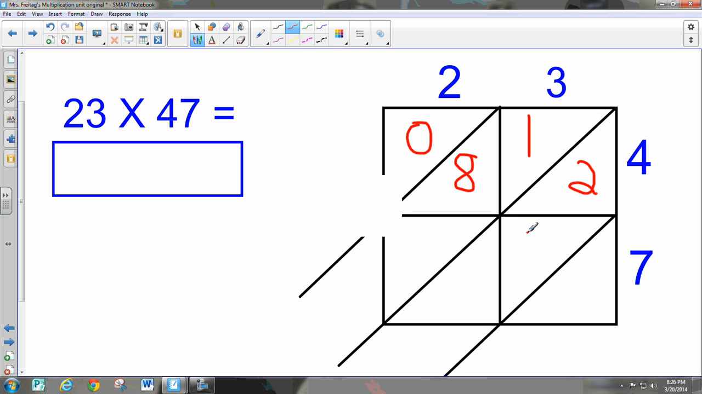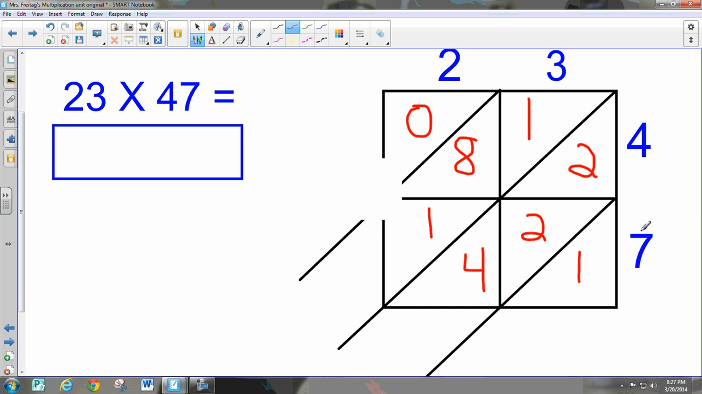3 times 7 is 21. 2 times 7 is 14. When we add this up, we add up on the diagonal. So on this diagonal we have 1. This diagonal we have 2 plus 2 plus 4, which is 8. This diagonal we have 10. So we have to place our 0 and carry our 1 and put our 1 up here. So the final answer to 23 times 47 is 1081.